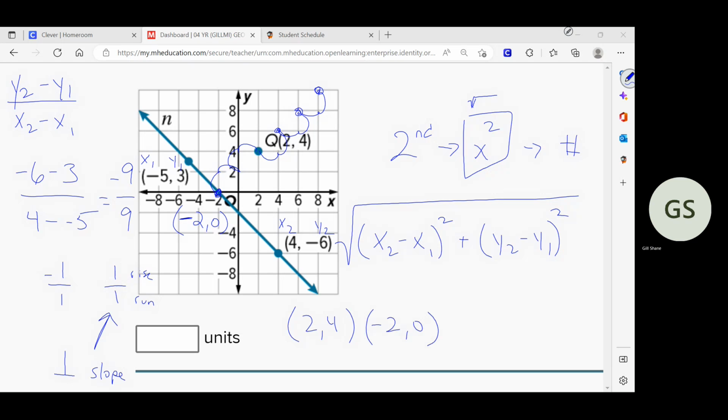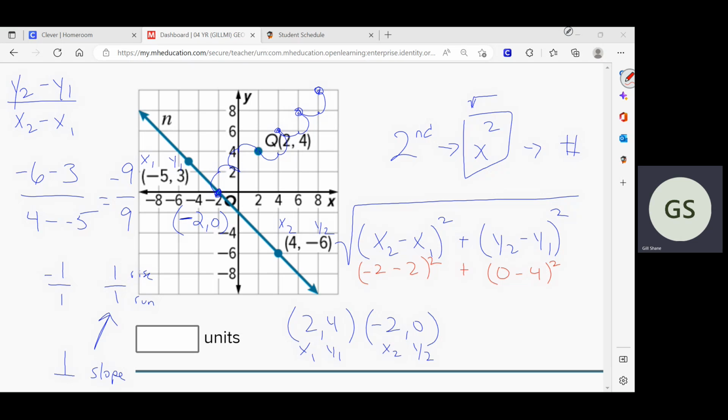If you, actually, I guess I'm recording. I need to go ahead and do this. So if I plug them in, x1, y1, x2, y2, I'm going to plug them in like right below the formula. So my x2 is -2. Subtract my x1 is 2. I'm going to square that. Plus y2 is 0. Subtract y1, and I'm going to square that.